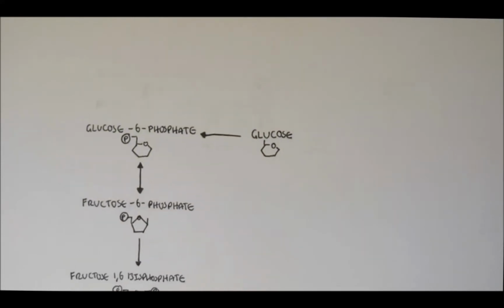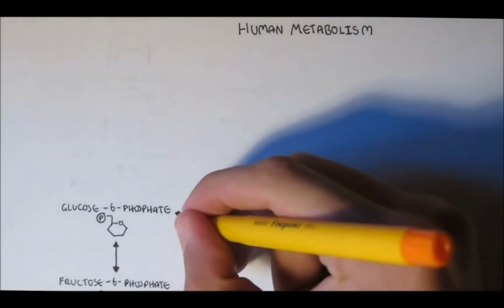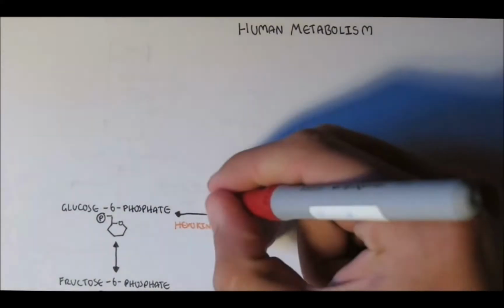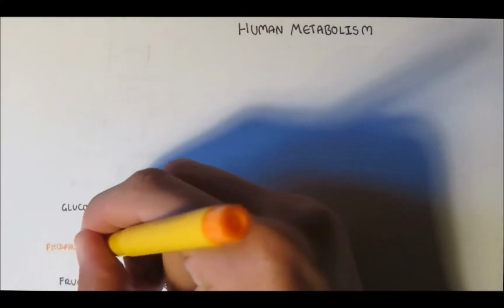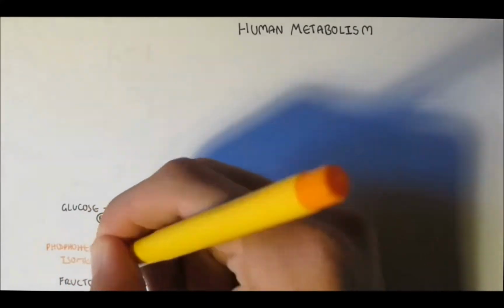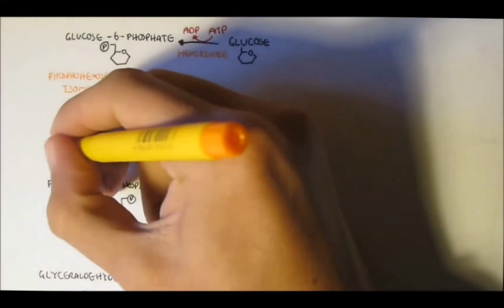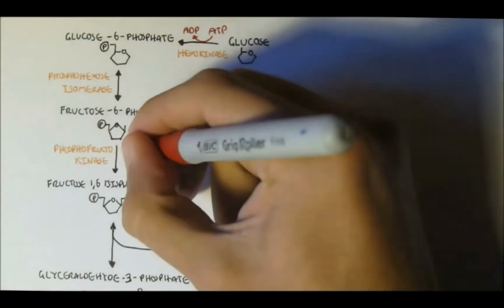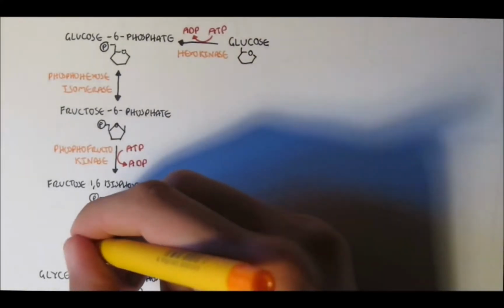So glucose with the enzyme hexokinase will get a phosphate group from ATP to form glucose 6-phosphate. And this reaction is irreversible, cannot be reversed unless with a different enzyme. Glucose 6-phosphate, then with the enzyme phosphohexose isomerase, will change shape to fructose 6-phosphate, which is an isomer of glucose 6-phosphate. This reaction is reversible. Fructose 6-phosphate with the enzyme phosphofructokinase will get a phosphate from ATP again and form fructose 1,6-bisphosphate. Now this reaction is irreversible.